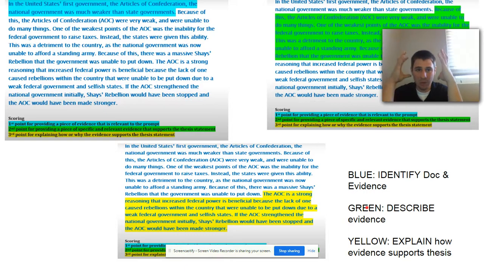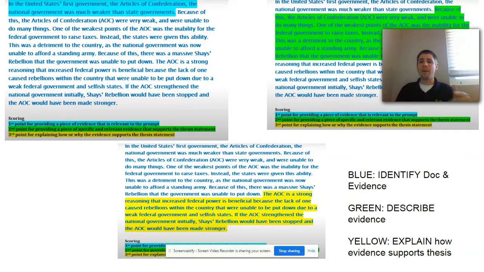And then this would just be one paragraph. Our first body paragraph where the evidence is the Articles of Confederation. So intro, you're identifying. In the United States first government, the Articles of Confederation, the national government was much weaker than states' governments. There you go. Boom. It identifies it. It relates to the prompt about power between states and federal government. So boom, you get that point for identifying.